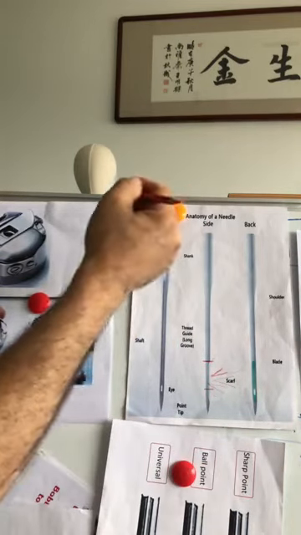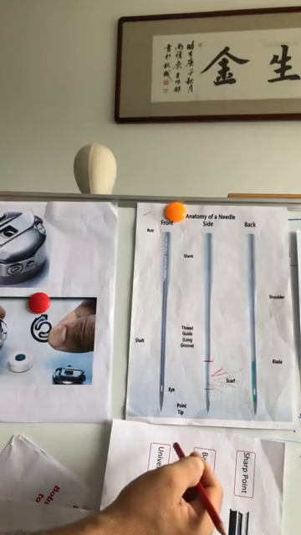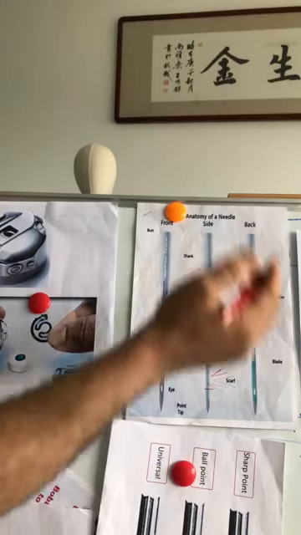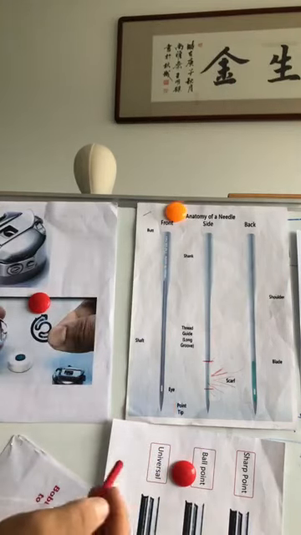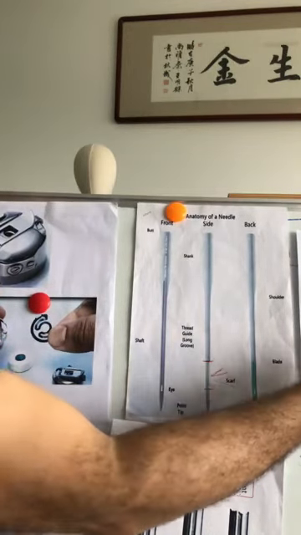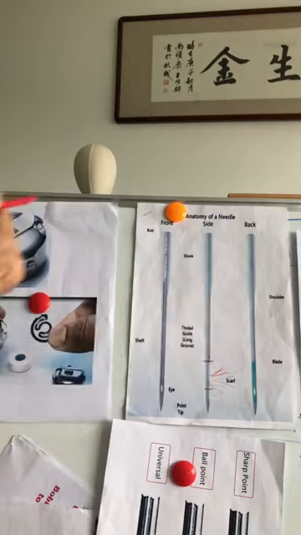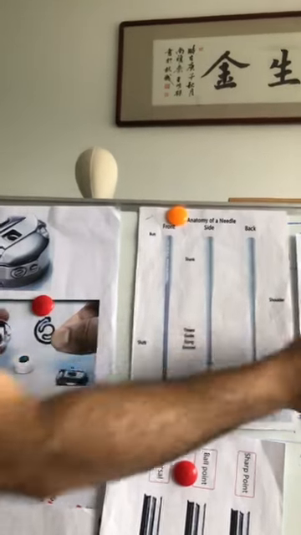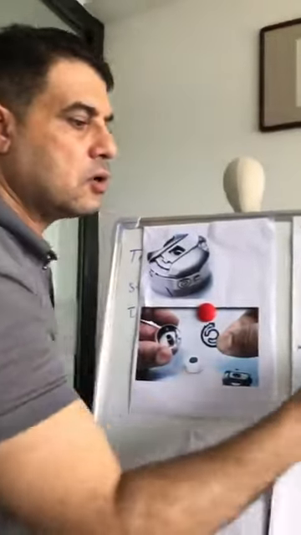It will cause a longer time running on the machine for the design. Then you will lose more money. That's why timing is very important. Rotary hook with the needle and the bobbin thread or the bobbin case. These three are related to the timing.